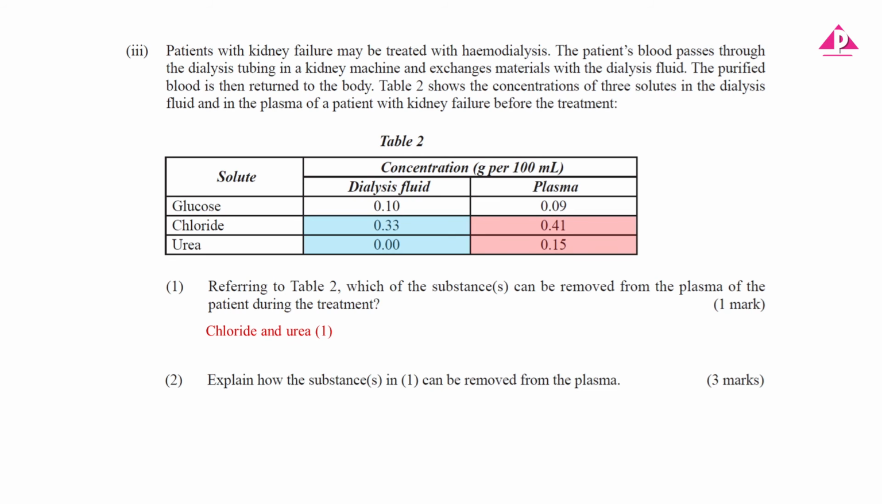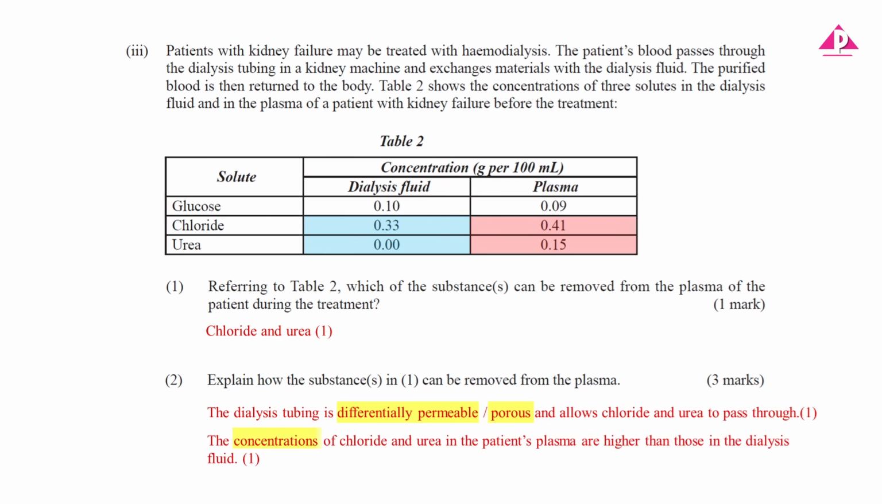When answering the question, you should mention that the dialysis tubing is differentially permeable or porous, and so it allows chloride and urea to pass through. This gives you 1 mark. The other 2 marks are obtained by comparing the concentrations of chloride and urea in the patient's plasma and in the dialysis fluid, and stating that chloride and urea diffuse from the blood into the dialysis fluid.